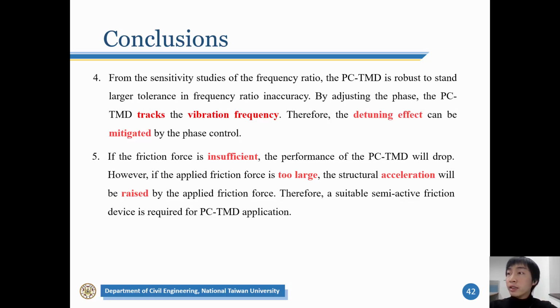And five, if the friction force is insufficient, the performance of the phase control tuned mass damper will drop. However, if the applied friction force is too large, the structural acceleration will be raised by the applied friction force. Therefore, a suitable friction force is required.